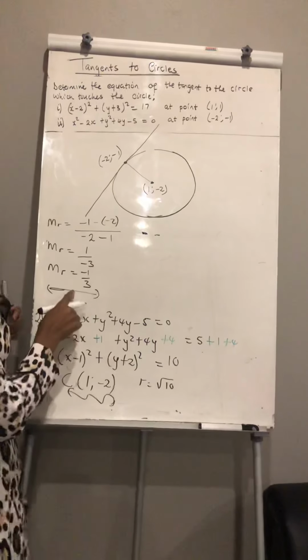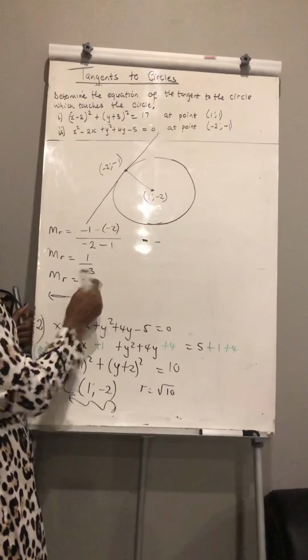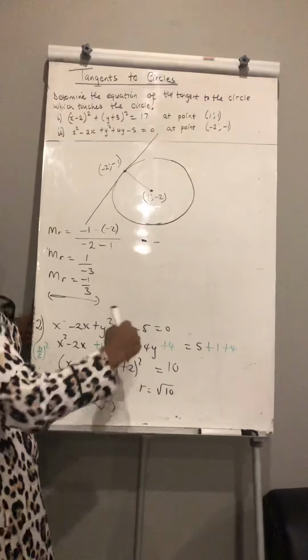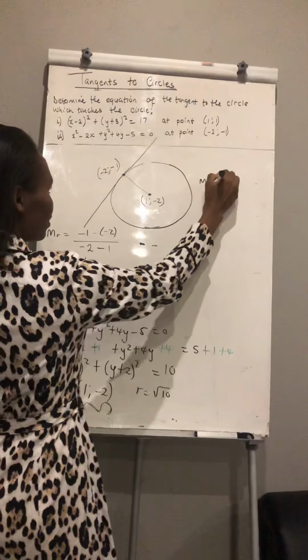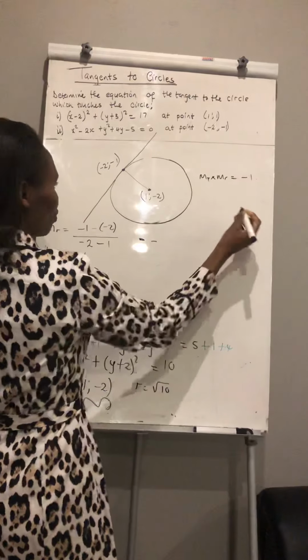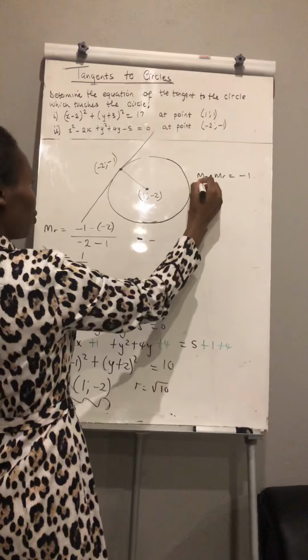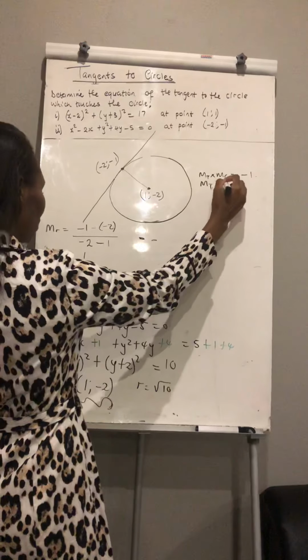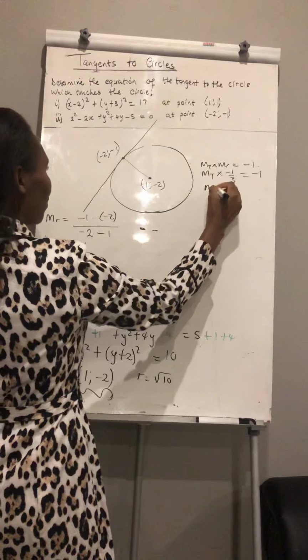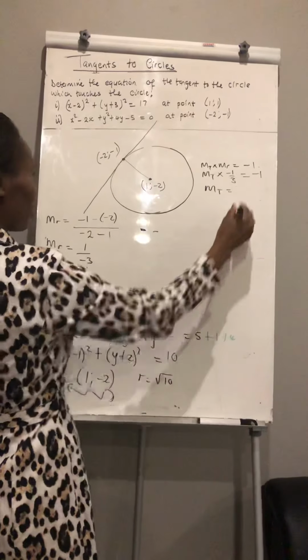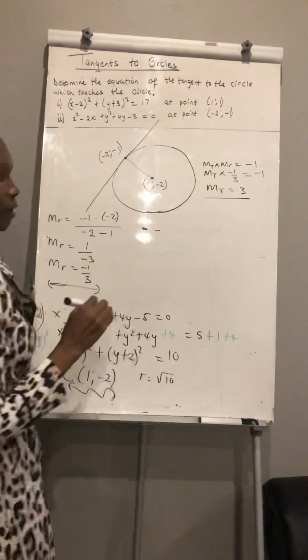Now that we have the gradient of the radius, like I said, you just invert and change the sign. That is the negative reciprocal. But for the sake of this lesson, I am just going to continue writing it like that. So if you want the gradient of the tangent, you can tell that it is equal to positive 3 just there.